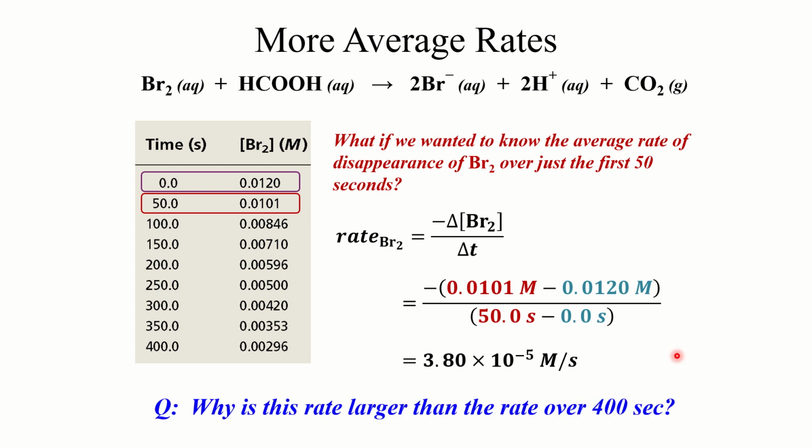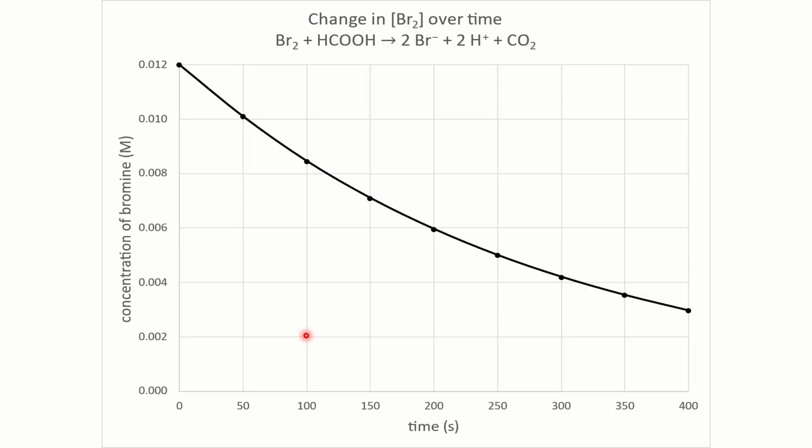Now question, why is this rate larger than the rate over 400 seconds? I'd like you to think about this one. Why do you think it is that the Br2 is being consumed more quickly in the first 50 seconds than the average rate is? We will address this later on today and a little more in the coming lectures. I would just like you to ponder this question for a moment. But I'm going to keep moving.